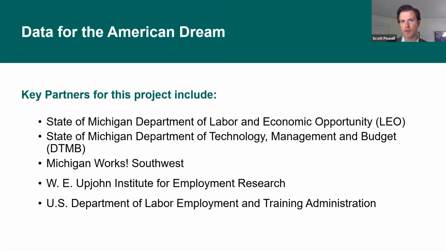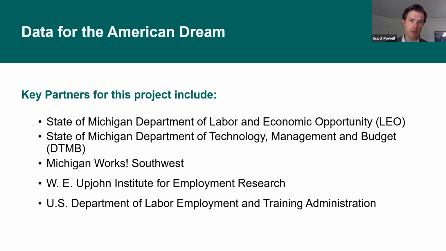So to give you some background on this project, this initiative is referred to as Data for the American Dream, or D4AD for short. So if I say D4AD, that's just referring to the project overall. It's more than 2 years ago now, because time's been moving fast, so this would be in the winter, spring of 19.